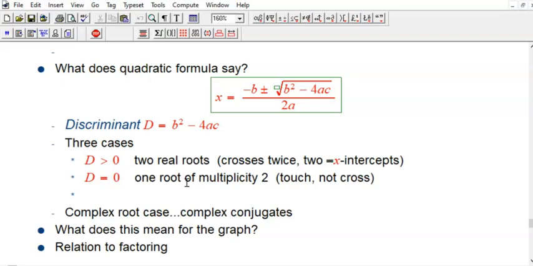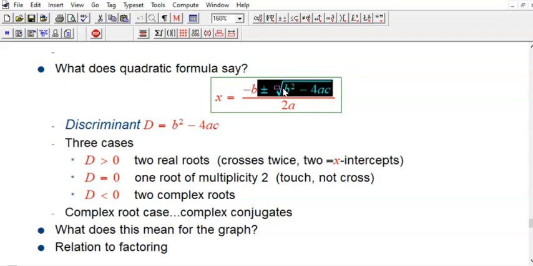And then the most novel one, which we were mostly avoiding before, is D less than 0. We're going to get two complex roots unambiguously, because with this negative number, b squared minus 4ac, the square root of that is going to be something times i, and we're going to get plus or minus something times i. So we can predict that in every single D less than 0 case, we're going to get two complex roots.